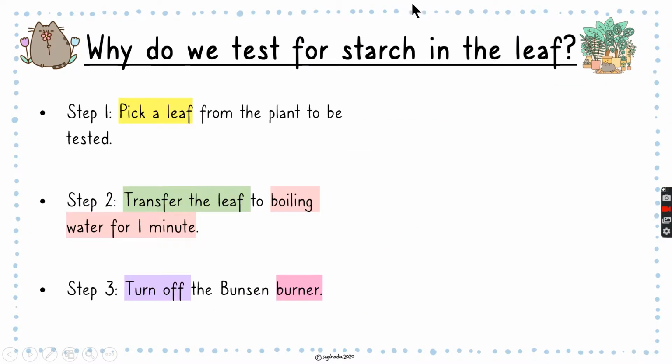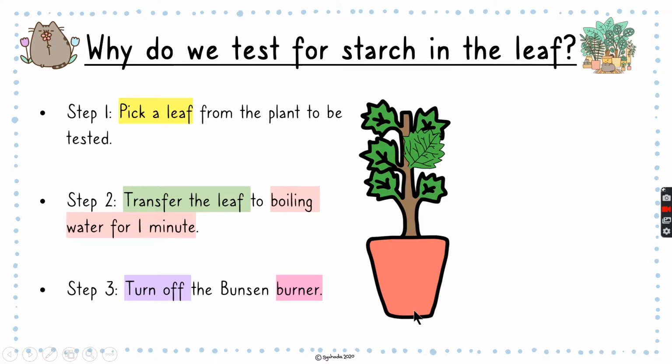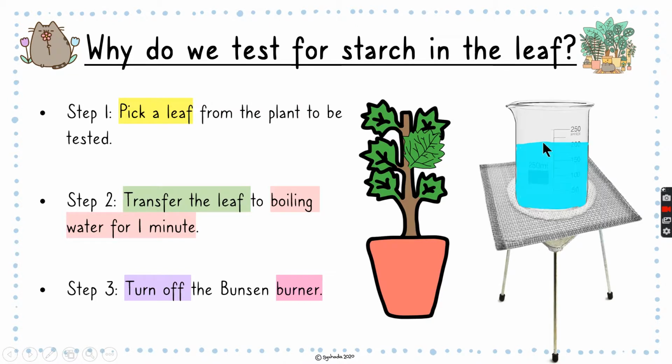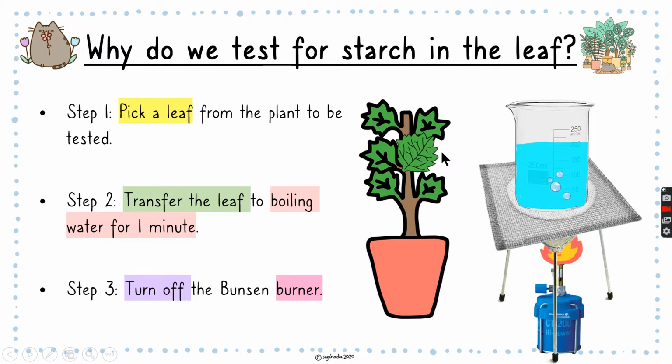So how do we test for starch in the leaf? First, you gotta get your potted plant and pick a leaf as well. Then set up this experiment right here, the apparatus whereby you're going to boil water. So you're going to pick the leaf, make sure to put that leaf in boiling water. And how can you tell if it's boiling? It's if there's bubbles inside the beaker. And you do this for 1 minute. After 1 minute, you turn off the Bunsen burner.